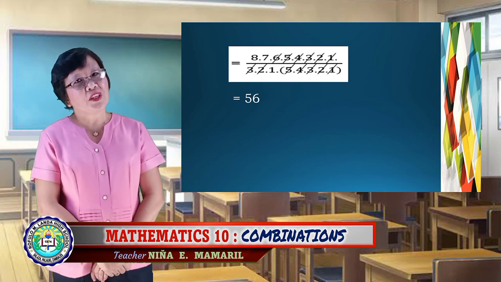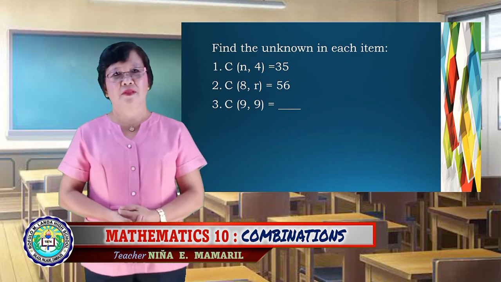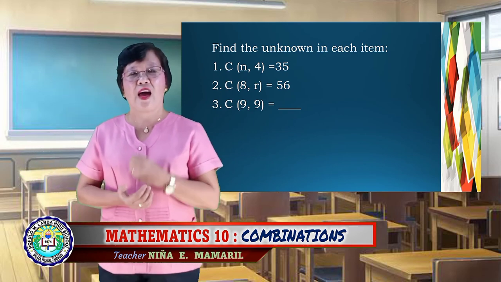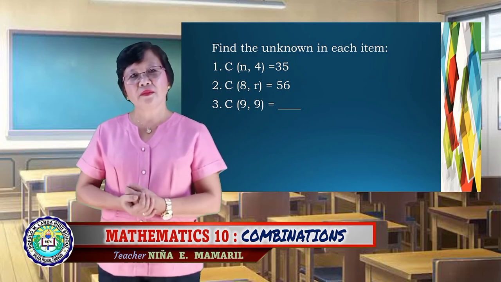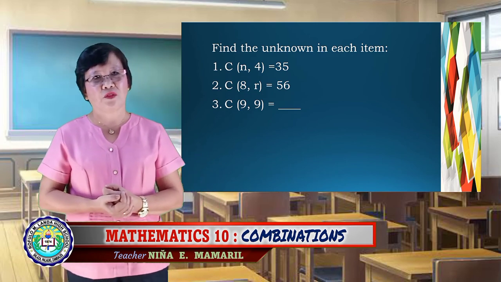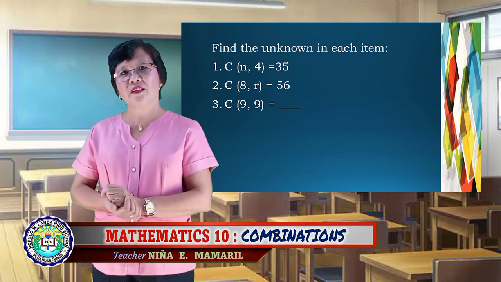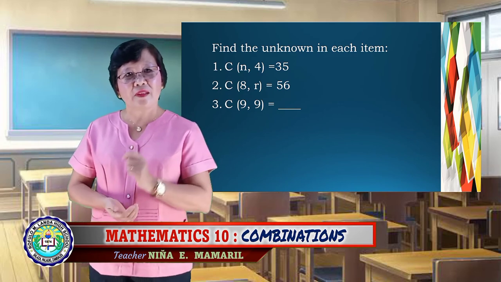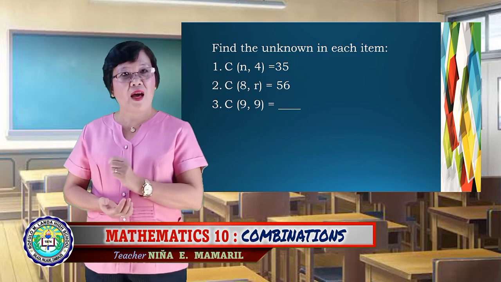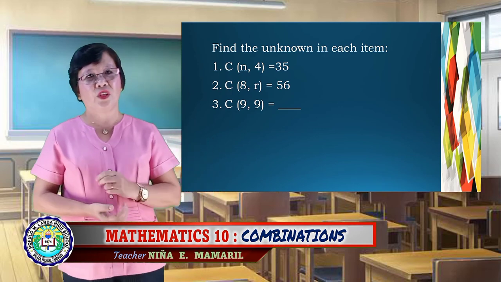Okay, after now your example, try to solve now your given 3 items. Still, the instruction is the same. You will find the unknown in each item. So you have now number 1, you have C, n objects, 4 taken at a time is equal to 35. Number 2, C, 8 objects are taken r at a time is equal to 56. Number 3, C, 9 objects, 9 taken at a time is equal to blank. Your unknown in number 1 is n, in number 2 is r, and in number 3 is C.